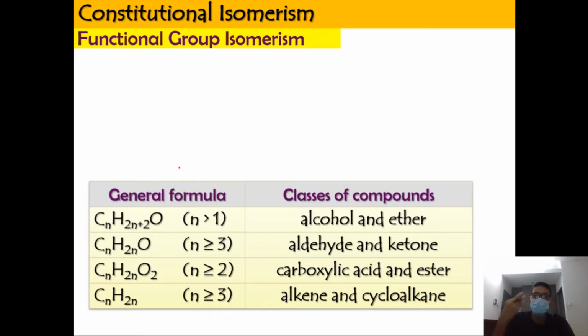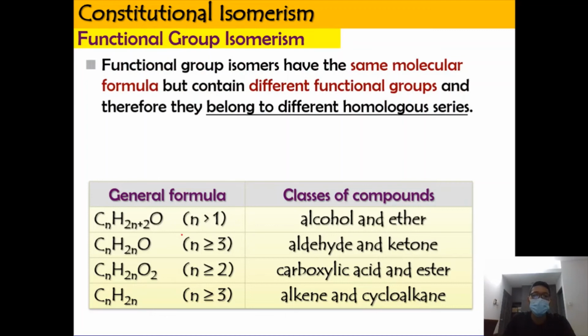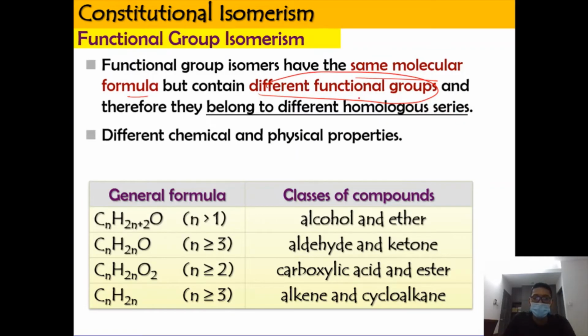Now we're going to go to the third isomerism, which is the functional group isomerism. So functional group isomerism has the same molecular formula but different functional group. Therefore, they belong to different homologous series. Okay, and because they produce different functional groups, they have different chemical and physical properties. For example, when the formula is CnH2n+2O, and n is greater than 1, we can make two classes of compound, which is alcohol and ether. And this applies to all the other species.